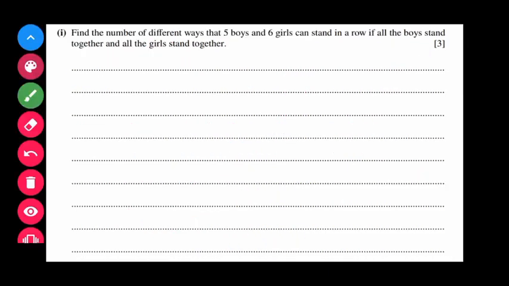Another question, find the number of different ways that 5 boys and 6 girls can stand in a row if all the boys stand together and all the girls stand together. Okay, so here we have 5 boys and 6 girls stand in a row. That means there are 11 members.